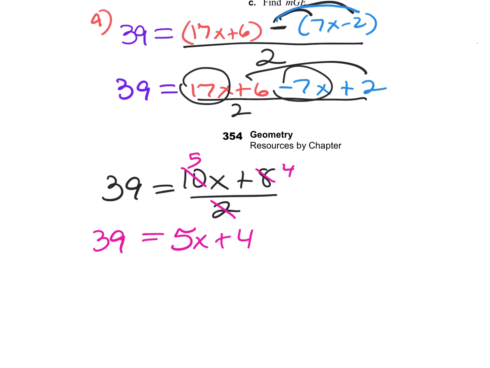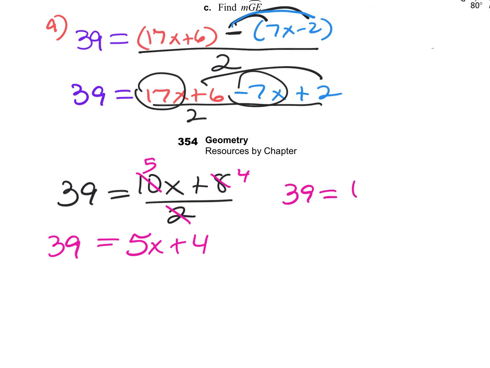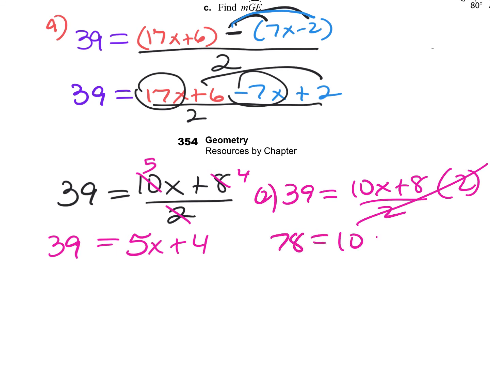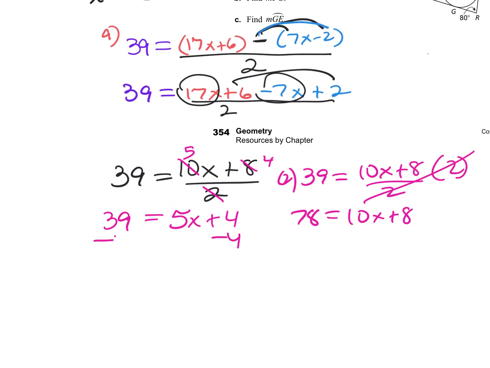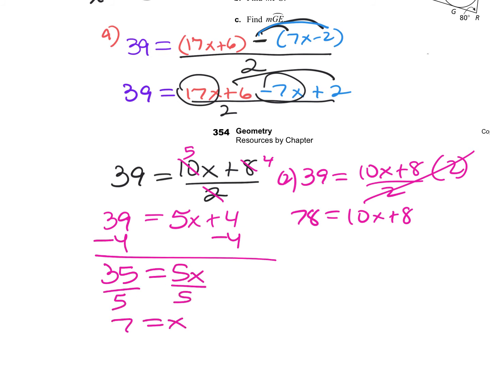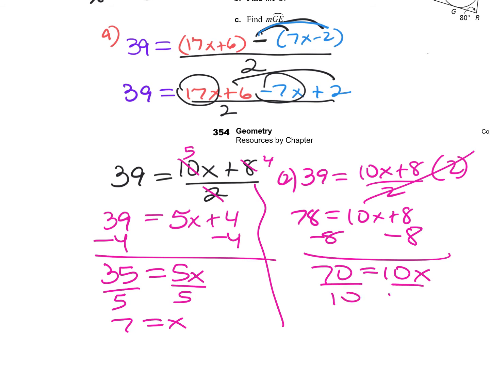You can do that. Or if you would have preferred to solve it this way, you would have times both sides by 2 and then made it 78 equals 10x plus 8. Either way, so if I do it this way, subtract the 4, divide by 5, 7 equals x. And even if I did it this way, this is either or. You don't have to do both. And then 70 divided by 10, you get 7 this way as well. So it doesn't matter which way you do it.